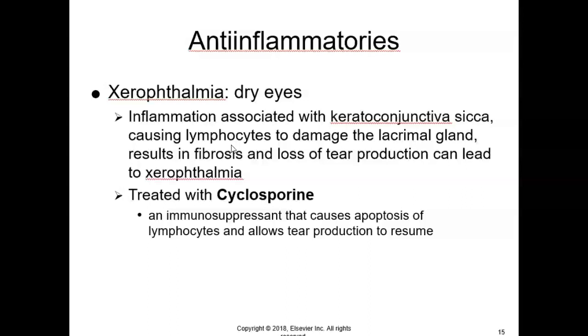Since this condition is caused by the body's own white blood cells, the treatment is an immunosuppressant, right? If my white blood cells are attacking my lacrimal gland, a treatment could be to stop the white blood cells from attacking that gland, thus improving the patient's dry eyes. So cyclosporine is an immunosuppressant that causes apoptosis of lymphocytes, or death of those white blood cells that are over-attacking that lacrimal gland, and allows tear production to resume.